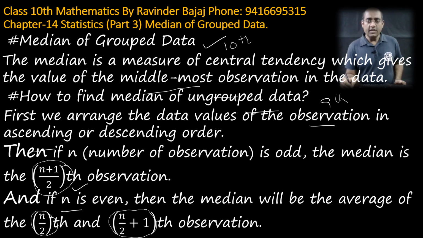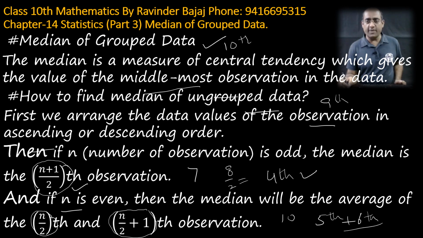For example, if the number of observations is 7, then the median will be (7 plus 1) by 2, that is the 4th value, located at the 4th position. Now if it is even, suppose the value of n is 10, then 10 by 2 is the 5th value, and 10 by 2 plus 1 is the 6th value. So the average of the 5th and 6th values, (5th plus 6th) by 2, will be the median.